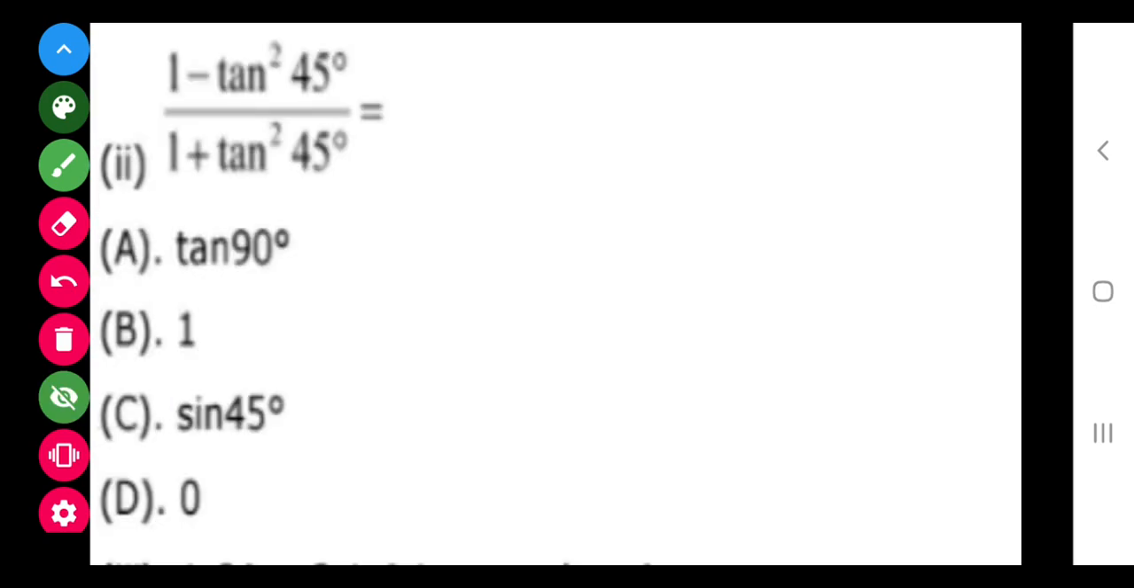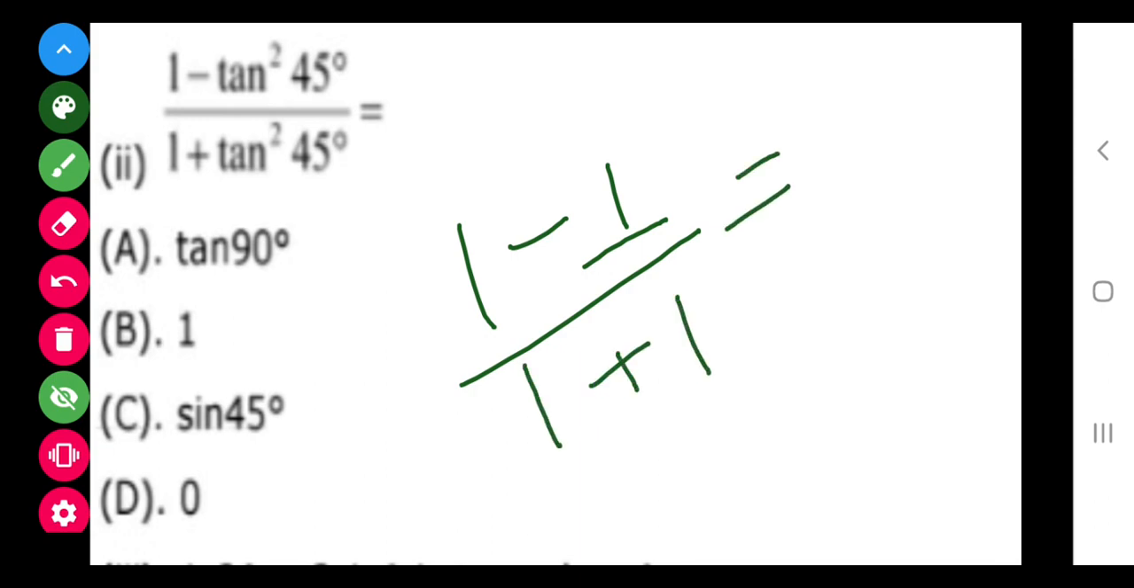Next, here also we have to substitute the value. So cos 45 is 1. So 1 minus 1 upon 1 plus 1. So it is finally 0. So 0 is the answer.